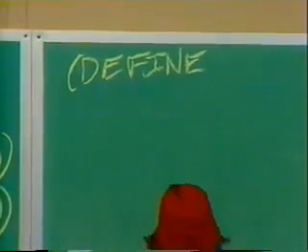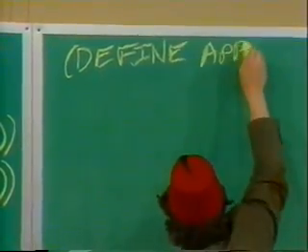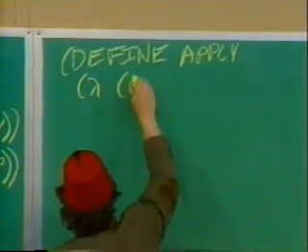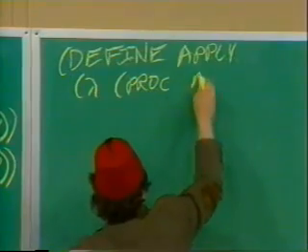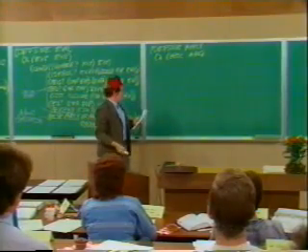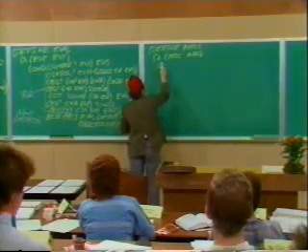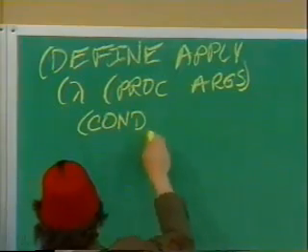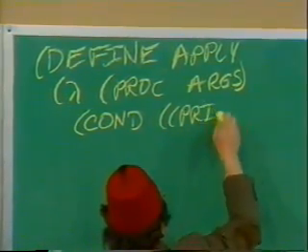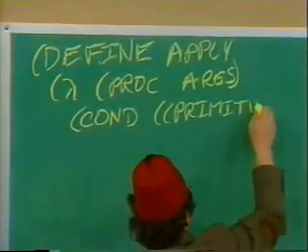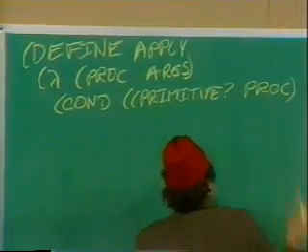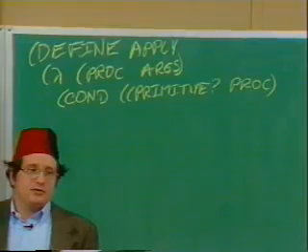So we will define apply to be a procedure of two arguments, a procedure and arguments. And what does it do? It does nothing very complicated. It's got two cases. Either the procedure is primitive, and I don't know exactly how that is done.